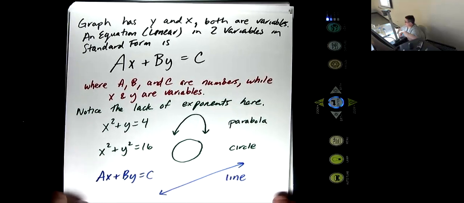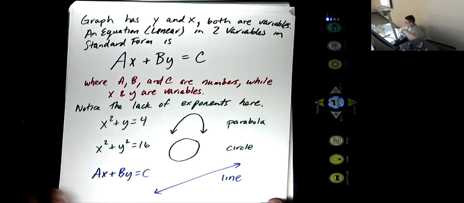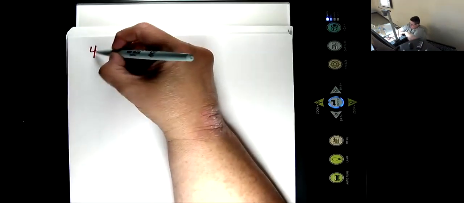Everyone ready for more? All right, so let's look at an example equation. Let's do 4x plus 2y equals 8.